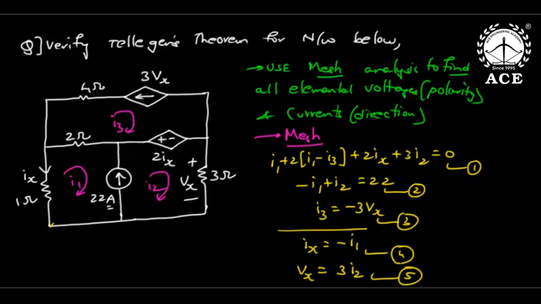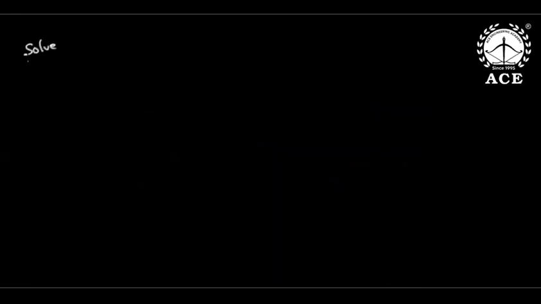So that is the meaning here. Now I'm solving them, sir. Any doubt you can ask, look at the equations. First is a super mesh. Second is the difference equation. Third is a comparison equation. Link equations: Ix is minus I1 and Vx is 3I2. So now I'm solving them.